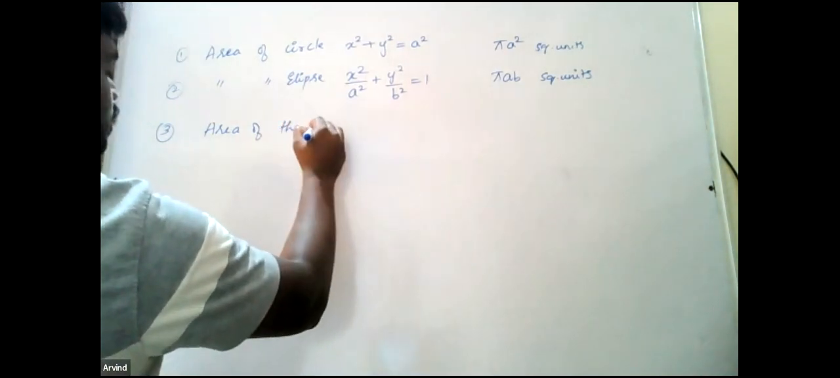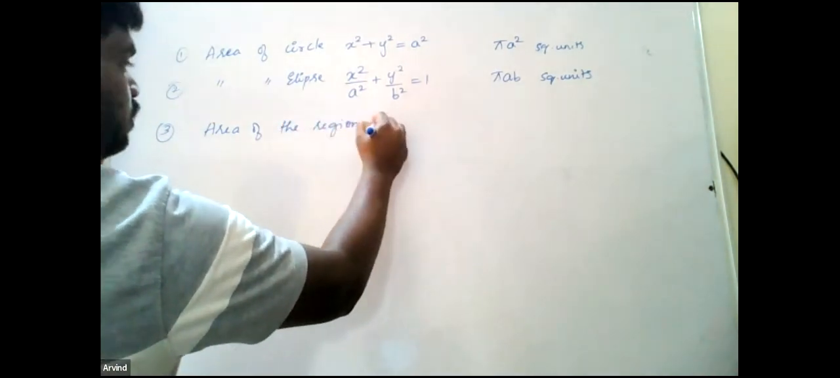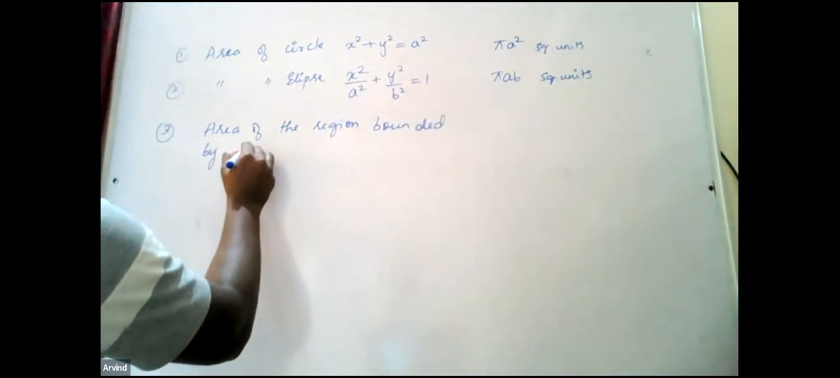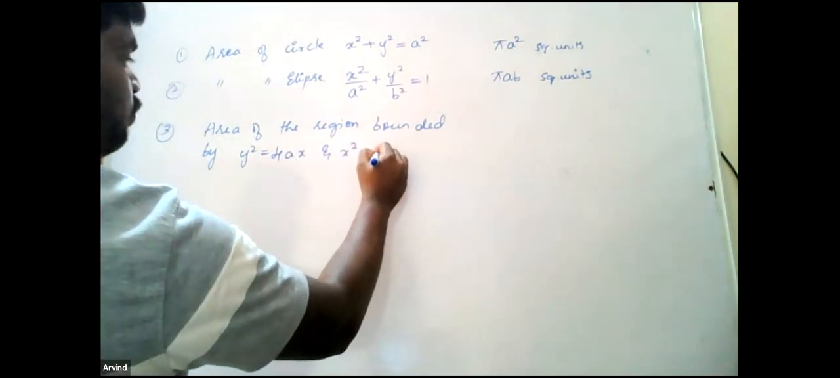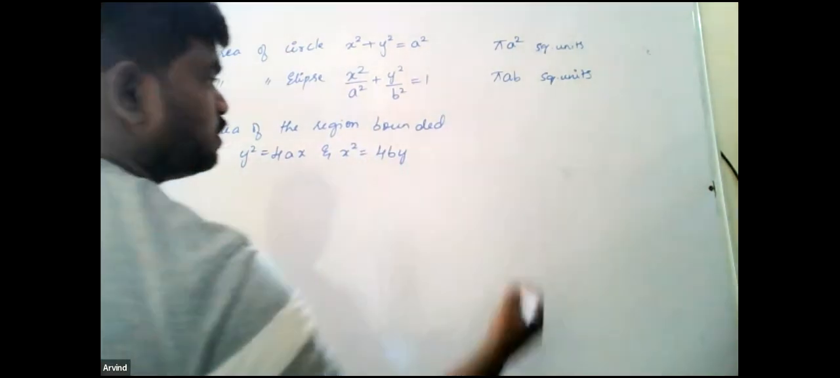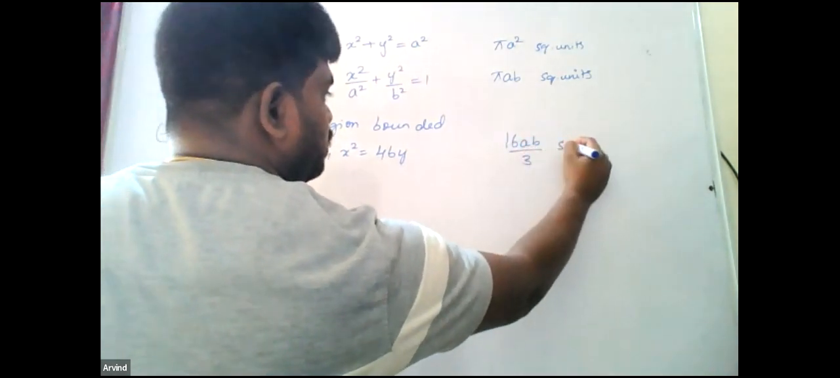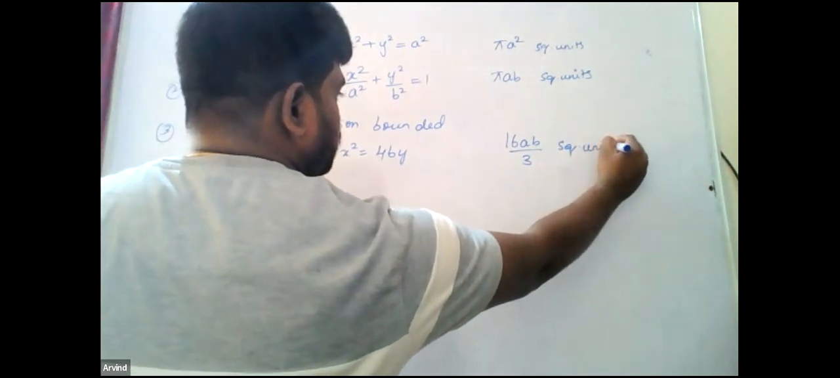Area of the region between two parabolas. Okay. Area of the region bounded by y square is equal to 4ax and x square is equal to 4by. You can also take it as 4ay, no issues. But for a change, we'll take like this. Then it will be equal to 16ab by 3 square units. Otherwise, you have to integrate both. It will take time, isn't it?